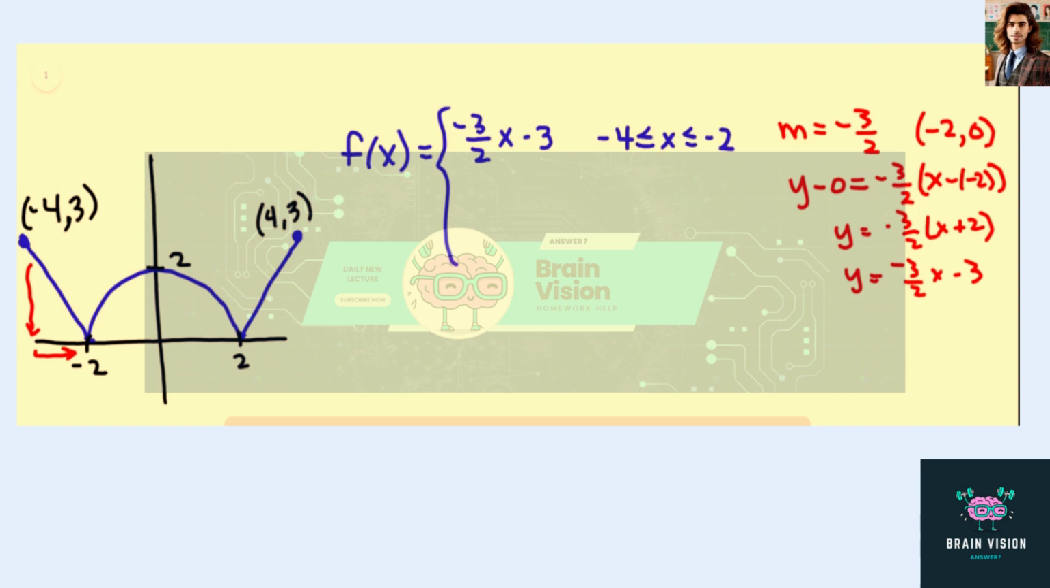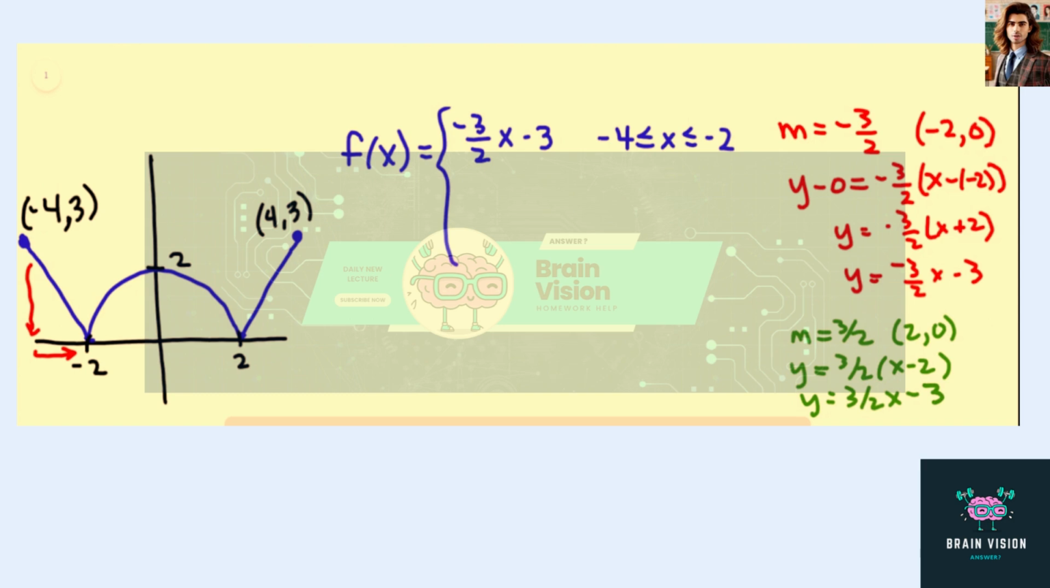Okay, let's go ahead and find the equation of the other line. So it has a slope of +3/2, and it goes through the point (2, 0). So we can do the same kind of thing. y minus 0 equals 3/2 times x minus 2. And we get y equals 3/2 x minus 3.